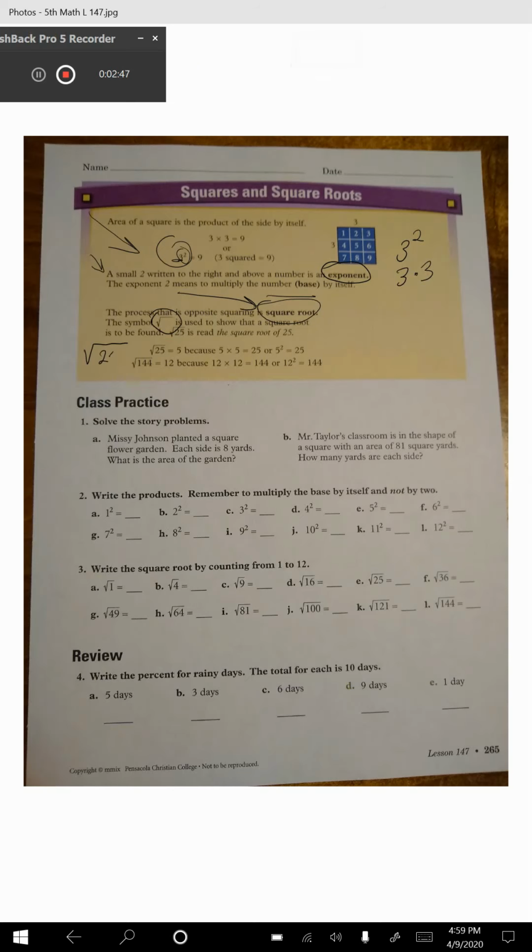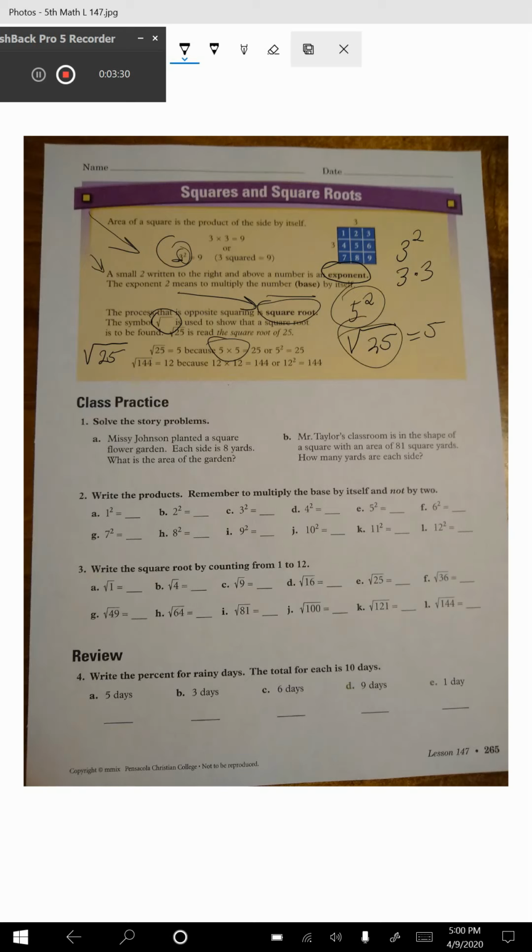So the square root of 25 means you are looking for 2 numbers multiplied together that equal 25. And of course that is 5 times 5. So 5 to the 2 power is 25, and the square root of 25 is 5. It's almost like multiplication and division. They're opposites of each other, and that's really what you're doing. You are multiplying here, and you're dividing here. So it's like the opposite.